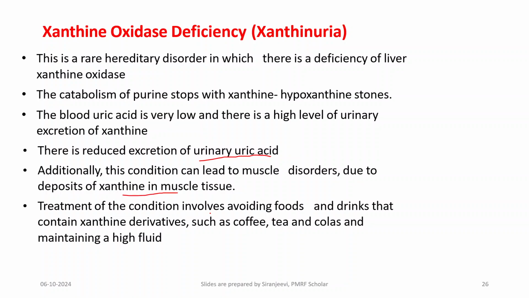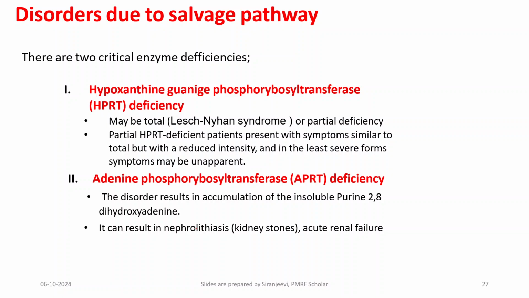And the treatment of the condition involves avoiding foods and drinks that contain xanthine derivatives such as coffee, tea, and colas, and maintaining a high fluid diet. And there are certain disorders related to the salvage pathway where hypoxanthine guanine phosphoribosyl transferase, that is HGPRT, is deficient in the body. That leads to Lesch-Nyhan syndrome or the partial deficiency.